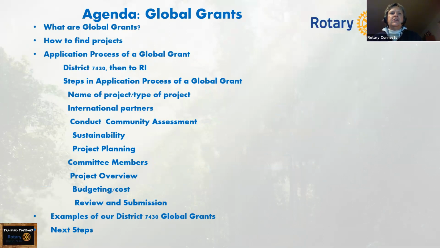And here's our agenda. We have quite a full agenda this evening. We're going to talk about what global grants are, how you find projects, and we're going to go through the whole application process of a global grant, give you some examples of some of the things that our district has done, which has been a lot in global grants, and then tell you about the next steps, and then we'll have plenty of time for questions.